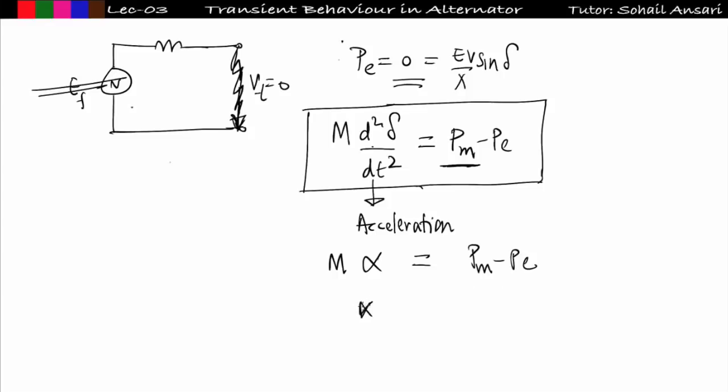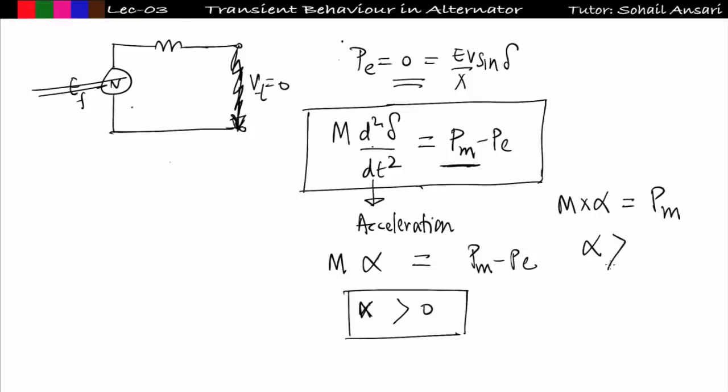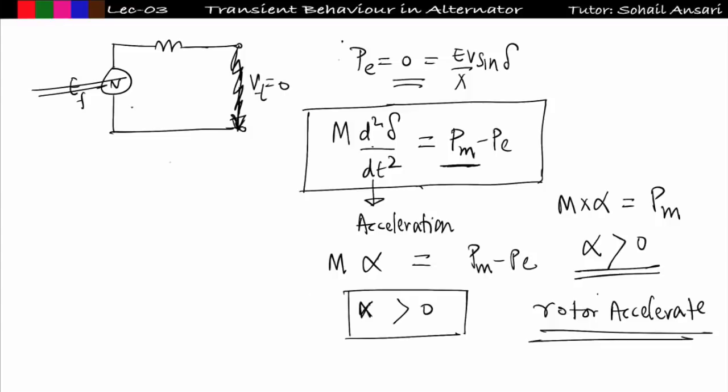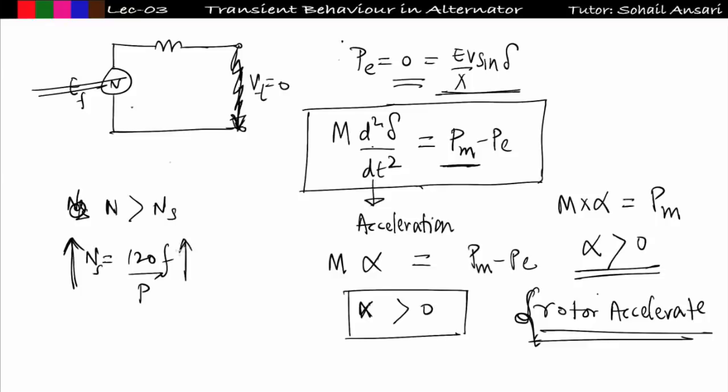So overall I can say alpha is greater than 0, because here you have M into alpha, where M is the inertia constant that I will cover in power system stability, and it is equal to Pm, meaning acceleration is greater than 0. Whenever the acceleration is greater than 0, the rotor will accelerate. So this is the effect of a short circuit fault current at the terminal of the machine. The rotor will accelerate, meaning it will go beyond synchronous speed, so n will be greater than ns, and we know in a synchronous machine n is equal to 120 f upon p. This is my ns. So if speed increases, the frequency of the system will increase.